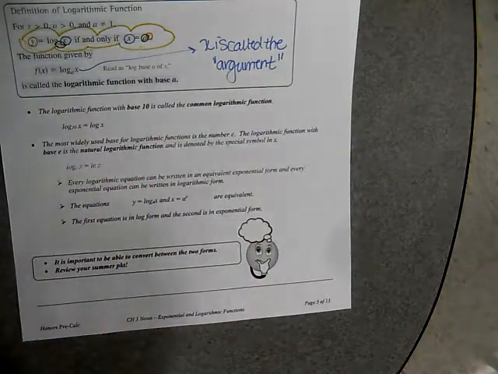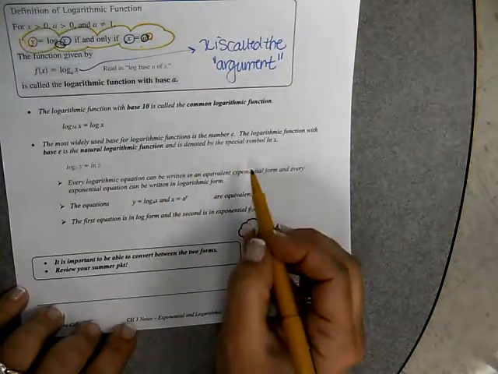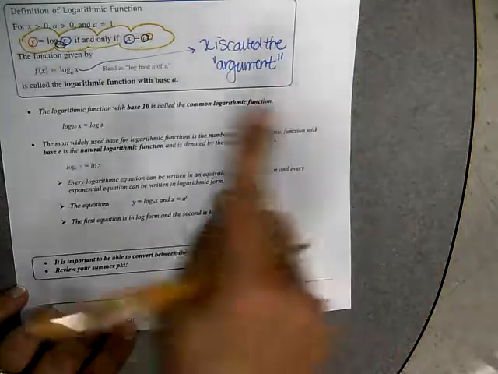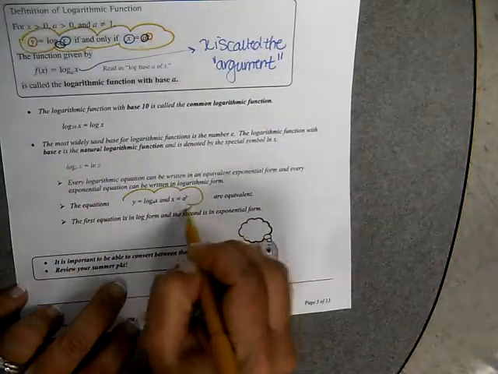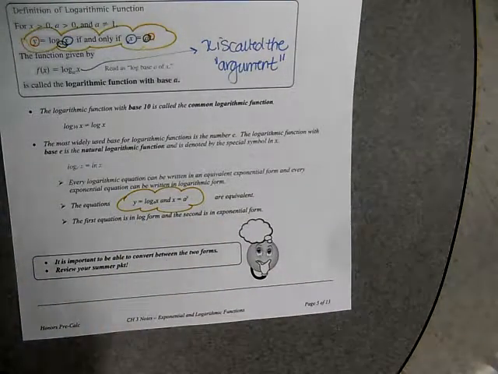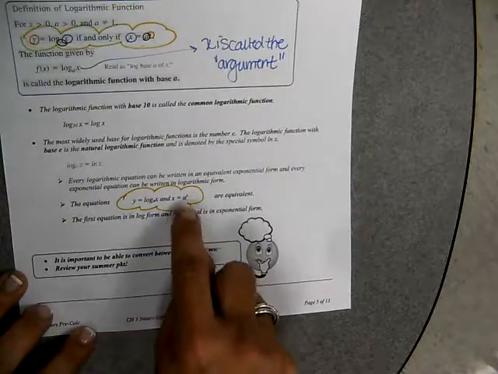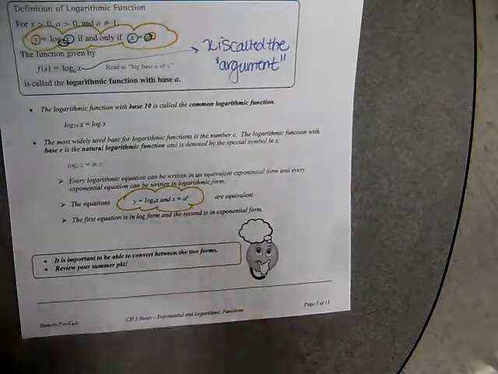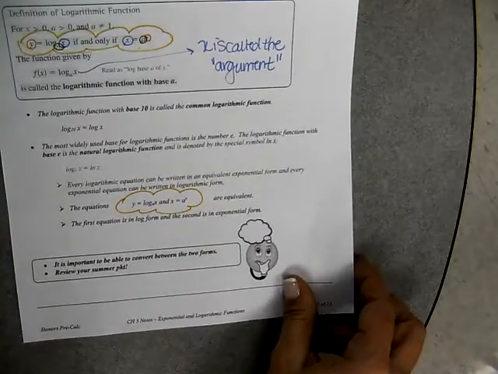Again, the gist is, and we looked at this, every logarithmic equation can be written in an equivalent exponential form and vice versa. Exponential equations can be written in logarithmic form. These are equivalent, and going back and forth between the two is very important. This is considered logarithmic form. This is considered the exponential form. And that's something that you reviewed in your summer packets. So we should be okay with evaluating logs.